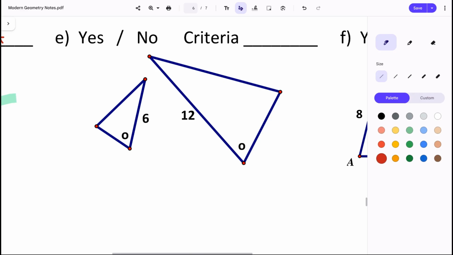Can we use a test on this one? No? What are they giving us? An angle and a side. Do we have a test that says AS? No. So this is just a no. There's nothing we can do with that one.